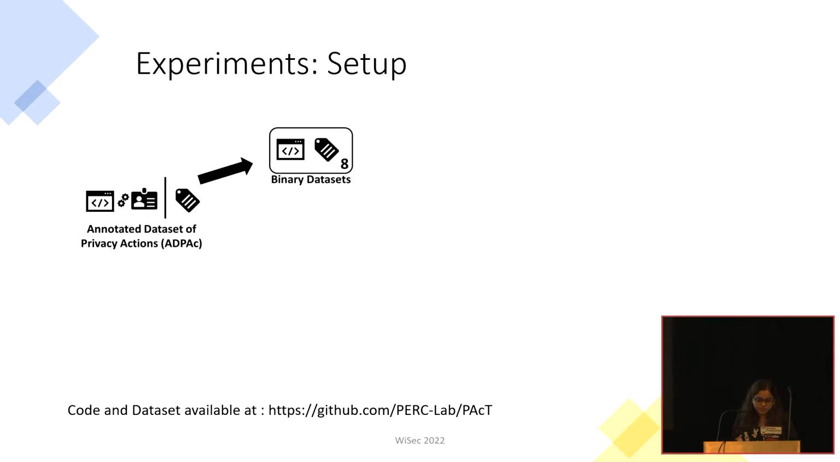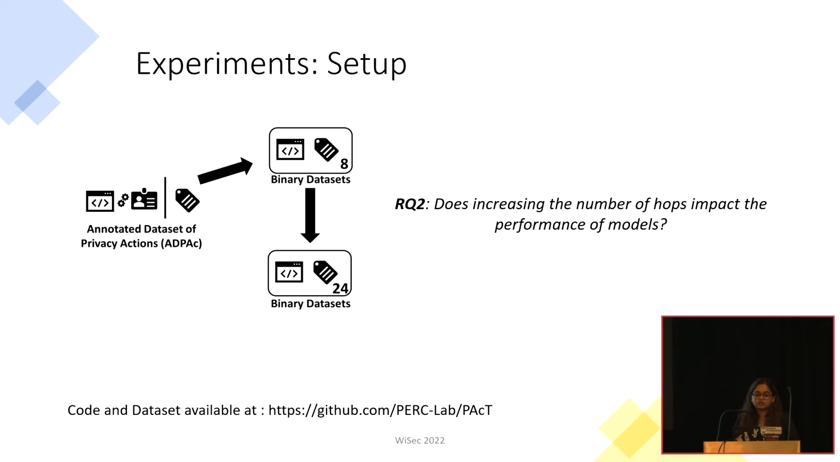Now let's talk about research question 2. Research question 2 focuses on whether increasing the number of hops has any impact on identifying individual practice and purpose levels. We have in total 3 hops, as I mentioned earlier, and we have a total of 8 labels. So we have in total 24 binary datasets.